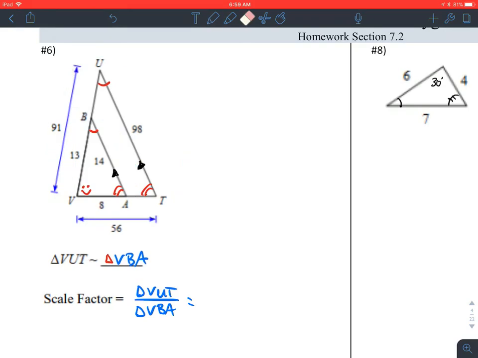I got lots of numbers to choose from here. I'm going to choose the 14 and the 98. So VUT, side UT is 98. Side BA is 14. I can divide both those by 2 for sure. It's going to give me 49 over 7. Oh, look at that. I can divide them by 7 also. So the scale factor is 7 to 1.